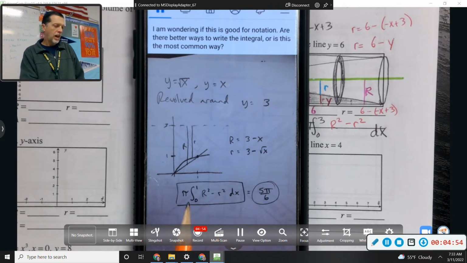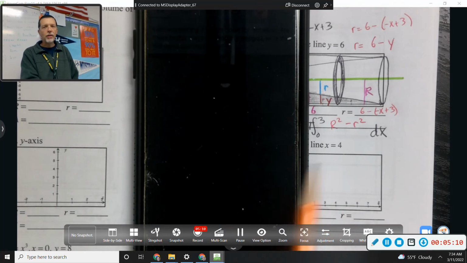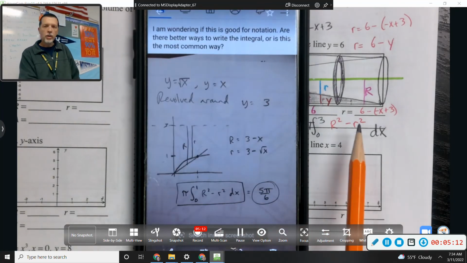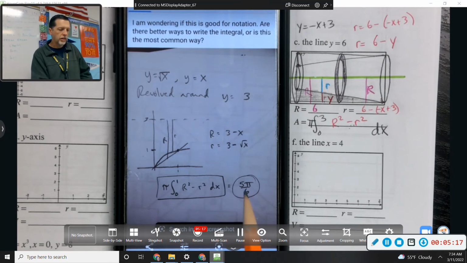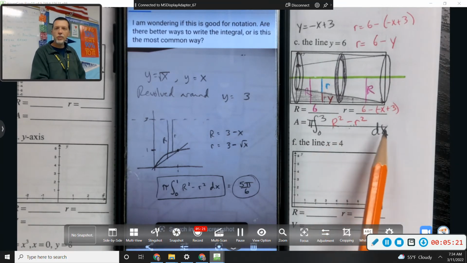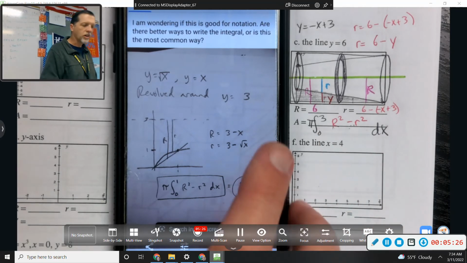And one of the graders responded, yep, that looks perfect, because the reason is they've defined what big R is and defined what little r is, so you don't have to do all the substitutions. Like, once you've defined everybody, you're good. So that means I will be okay with what we did over here. And then they typed it in the calculator and got 5 pi over 6. So r squared minus r squared is okay to leave, as long as you've told me what big R and little r are.